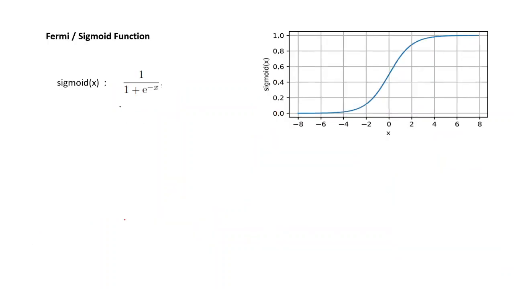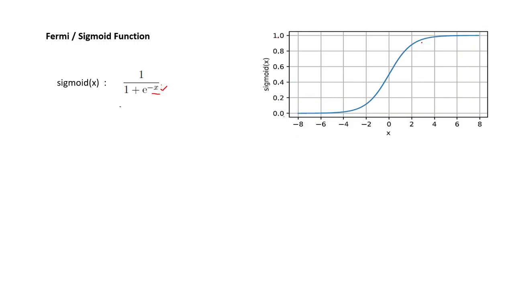Now, next we move on to a very important function known as the Fermi function or the sigmoid function, which is equal to 1 by 1 plus e to the power minus x. What the Fermi function does is that whatever be your value of x, it maps that into a range of 0 to 1.